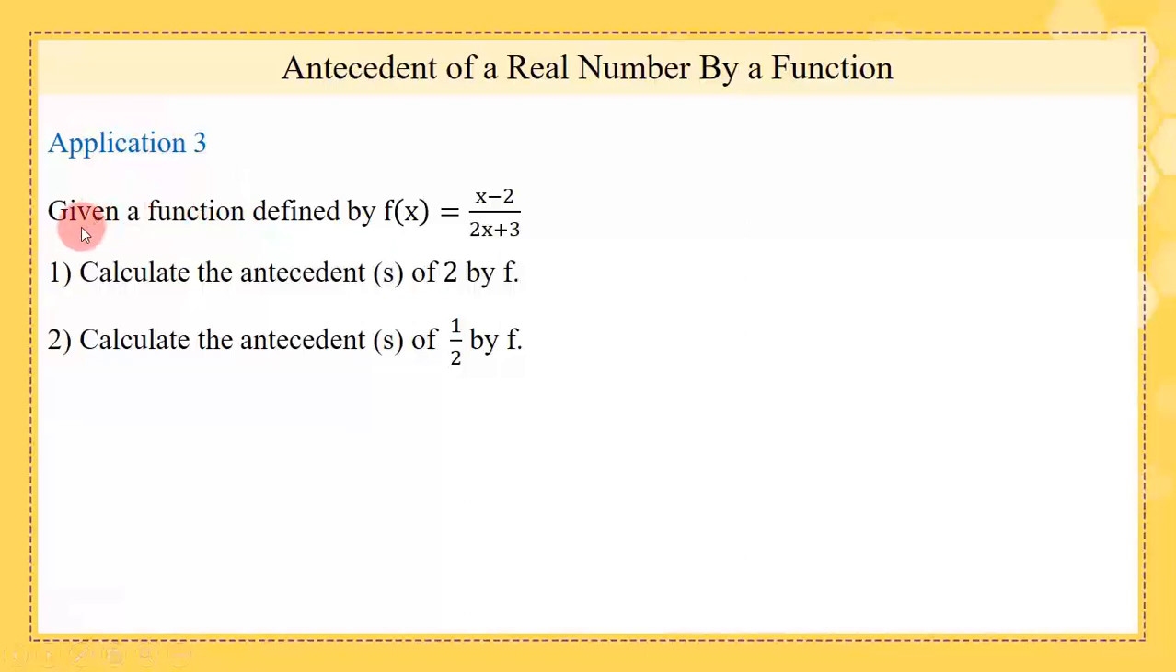Application 3. Given a function defined by f of x equal x minus 2 over 2x plus 3. 1. Calculate the antecedent of 2 by f. 2. Calculate the antecedent of 1 over 2 by f. Pause the video and try to do it by yourself.